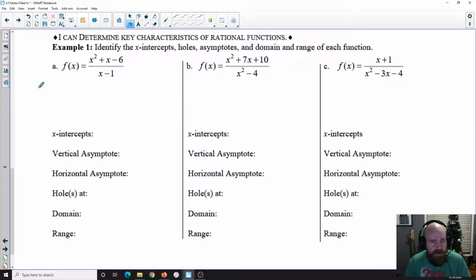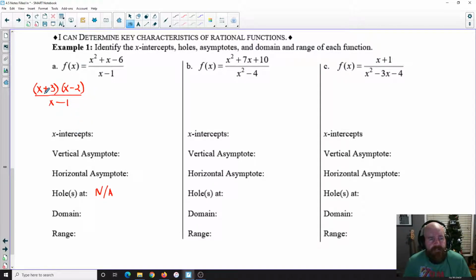So first thing we want to do is factor the top and bottom. Factors of the top, x plus 3, x minus 2, over factors of the bottom, which is already simplified for us. Now we look if anything cancels. Nothing cancels with each other on the top and the bottom. So we can say there's no hole. We could write none or NA. Either one works.